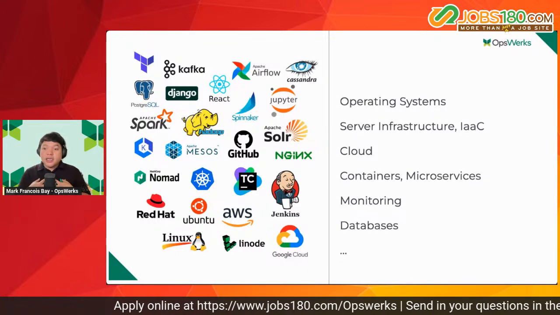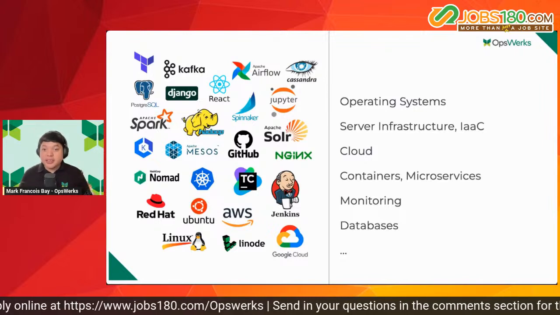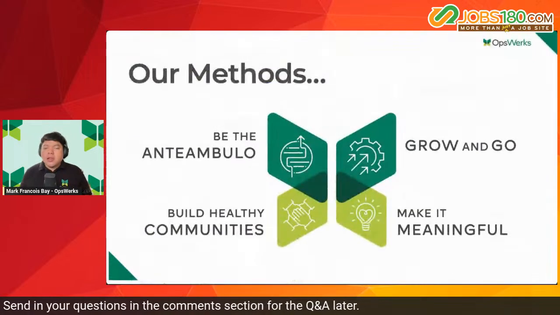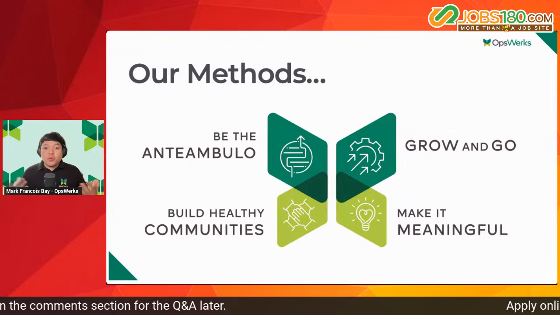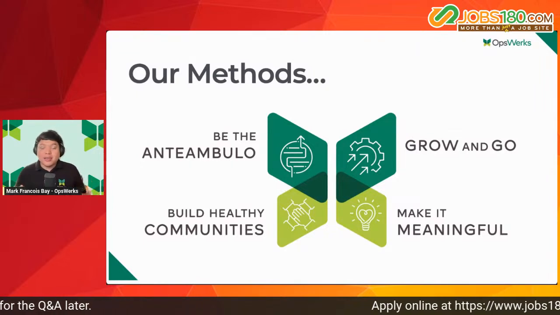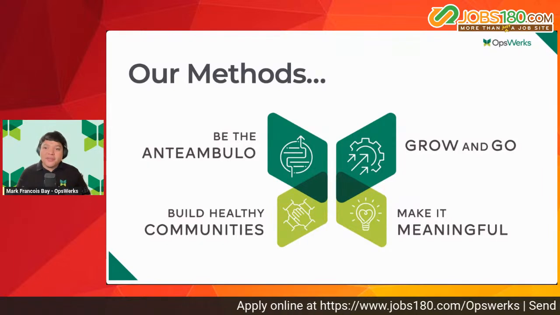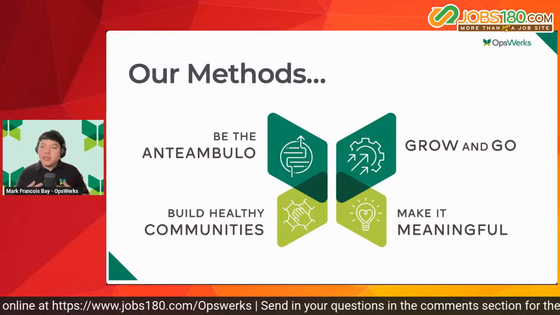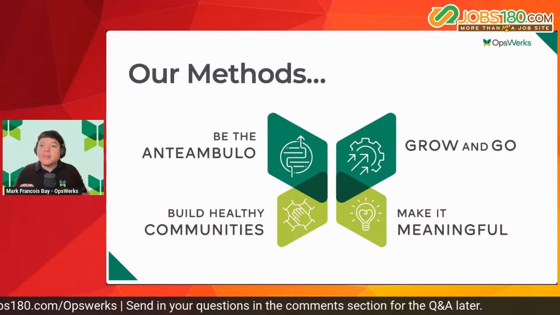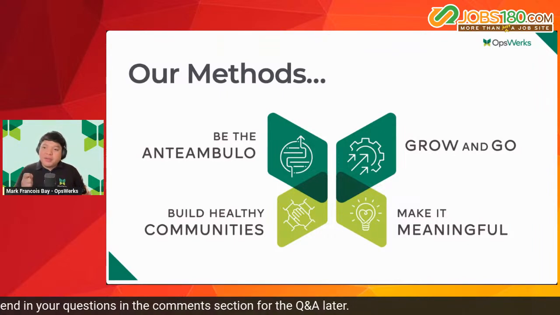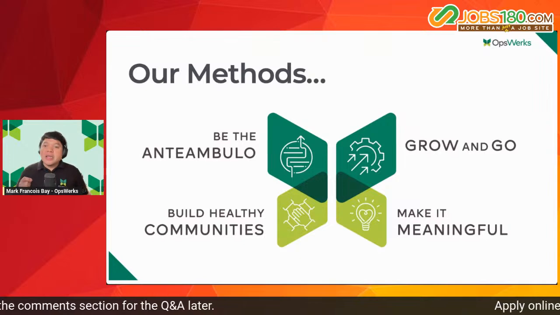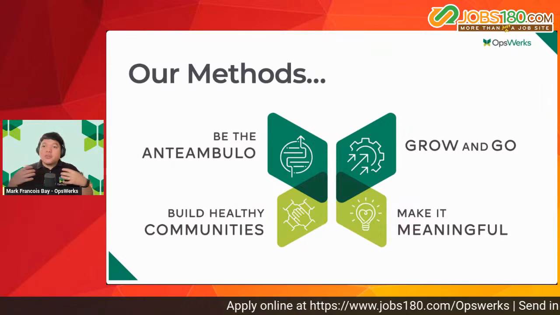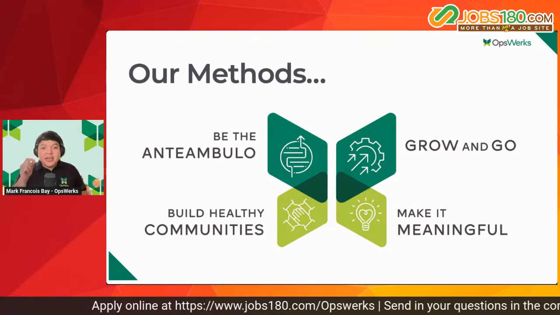So as an SRE, you will be working on learning these technologies, how they work individually, and how they work together. But all of that are just technologies which we in Opswerks all happen to work on. In Opswerks, our methods define how we do things, and thus define who we are. We are anti-ambulos. It means the one who goes ahead and clears the path. We are entrusted to find and pave the path for the people next to us, so that their paths are cleared too. Grow and Go is acquiring the knowledge and wisdom in every experience and sharing it to someone else.